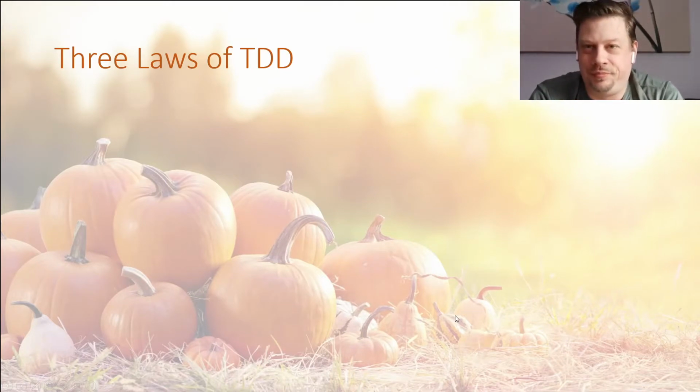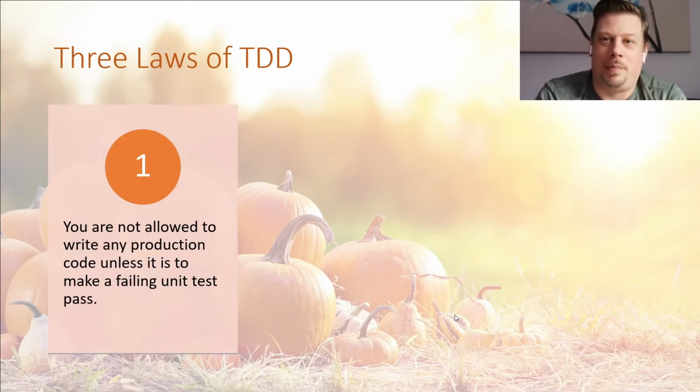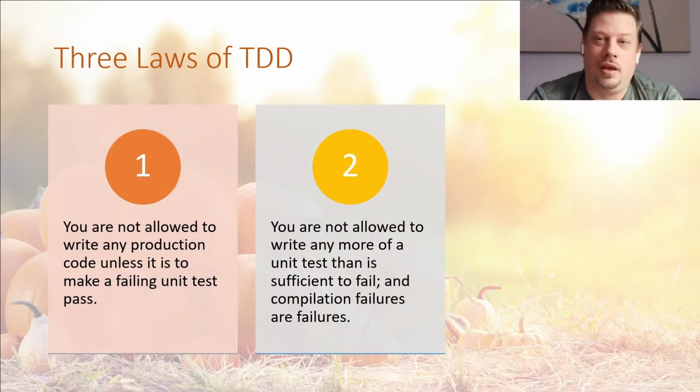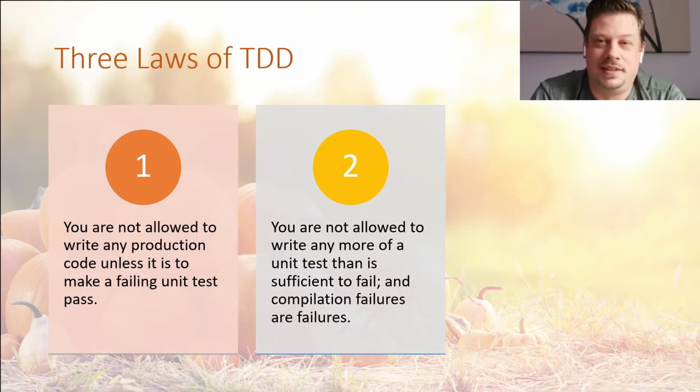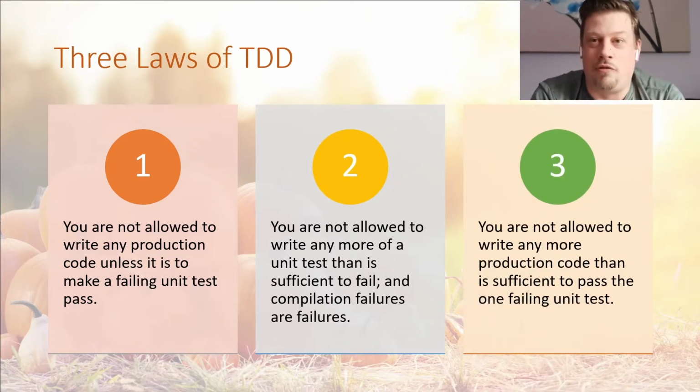So, the three laws of test-driven development. Law number 1. We are not to write any production code unless it is to make a test pass. Law number 2. We are not to write any more of a unit test than is sufficient to fail, and failing to compile is failing. Law number 3. We are only allowed to write as much production code as is necessary to make the failing test pass.